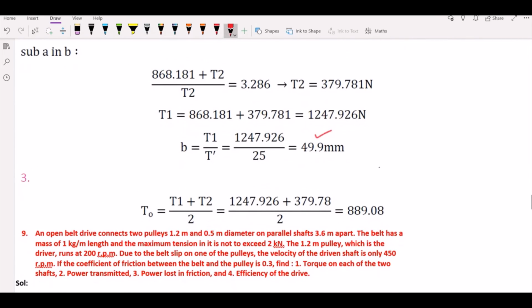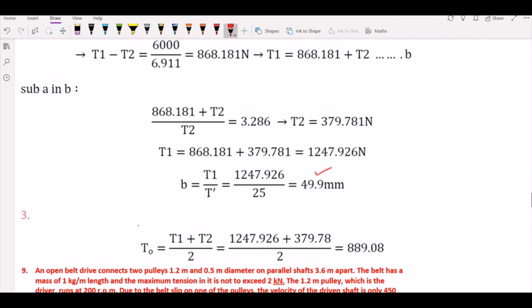And finally the third case, that is initial tension, (T1 plus T2) by 2. If your centrifugal tension is not considered, initial tension will be (T1 plus T2) by 2. Okay, if your centrifugal tension is considered, then it will be (T1 plus T2 plus 2Tc) by 2. So please do remember these relations, do not confuse, this is very important to calculate. So finally I got the initial tension as 889.08.